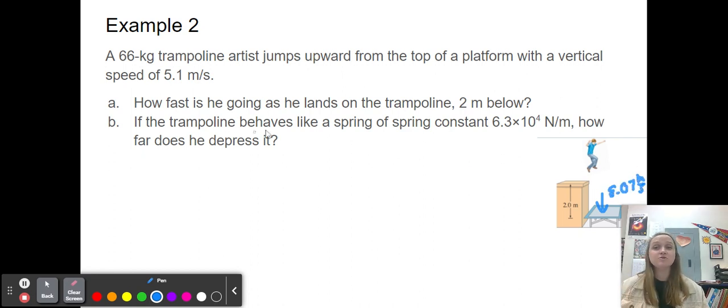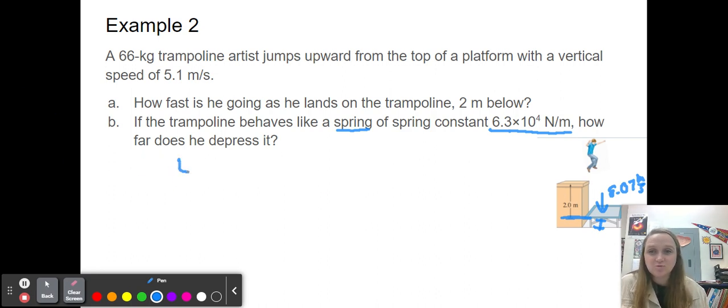Because the next part says if the trampoline behaves like a spring constant 6.3 times 10 to the fourth, how far does he depress it? So we're going to get a little trippy here, because he's going to depress it, which means there's going to be a negative height. We're going to be negative. So there's some negative gravitational energy.